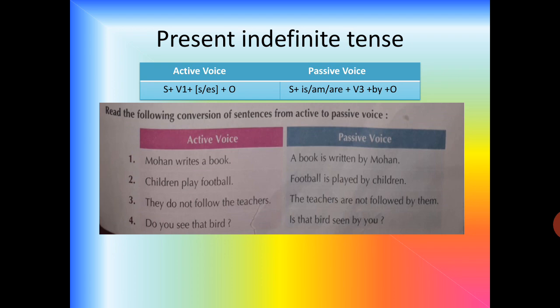Let us see an example and it will be more clear. Mohan writes a book. Here Mohan is the subject, book is the object. Now a book will come forward. मैंने कहा था, object will come forward. So, a book.